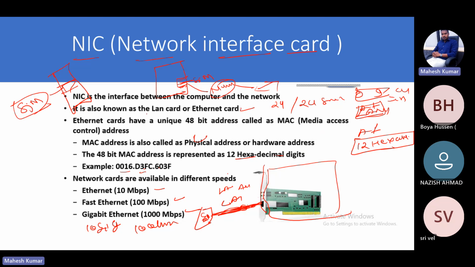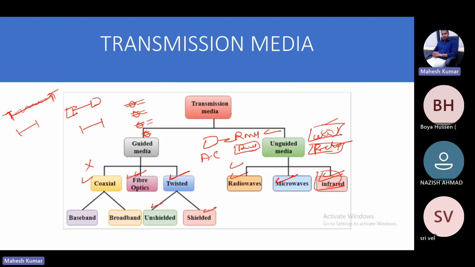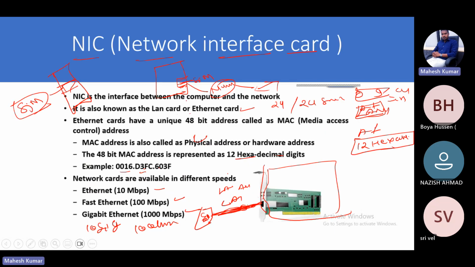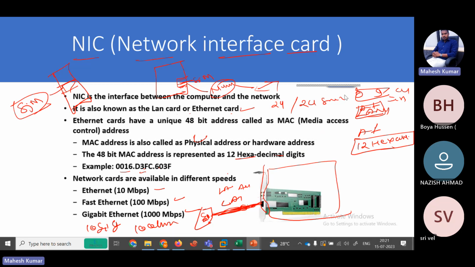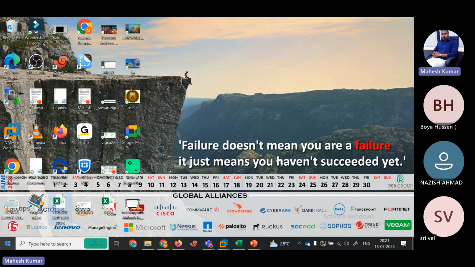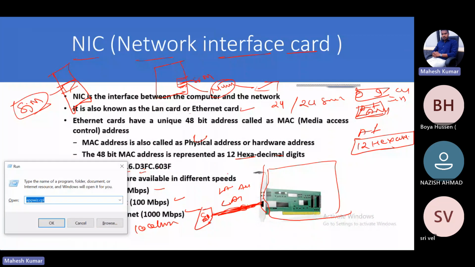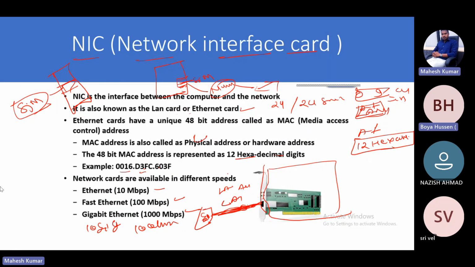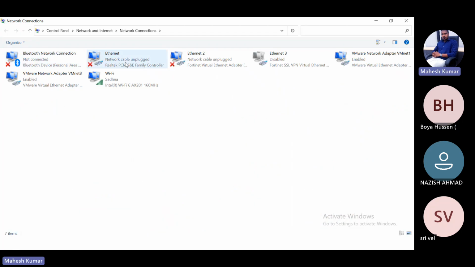It is also known as the LAN card or Ethernet card. I will show you the picture. Just a minute. Ethernet card has a unique 48-bit address called a MAC address. Before going on this, I will show you: whenever you run Windows plus R, ncpa.cpl, if you run the CPL command, you'll get these properties.